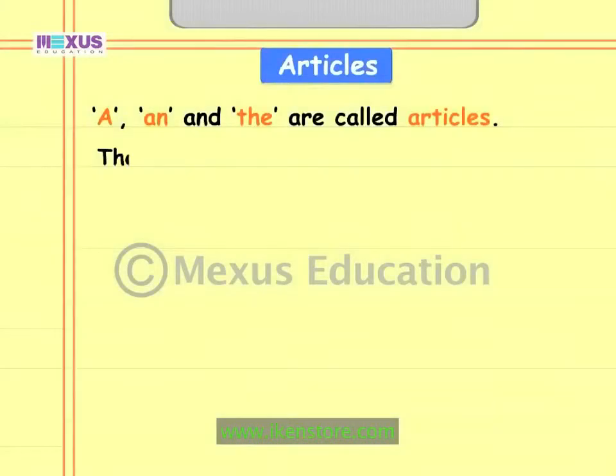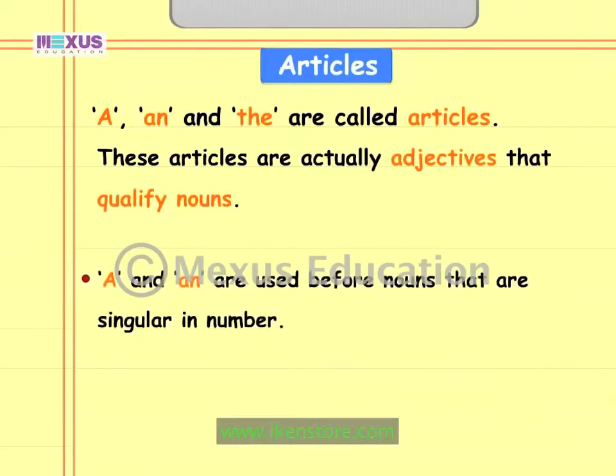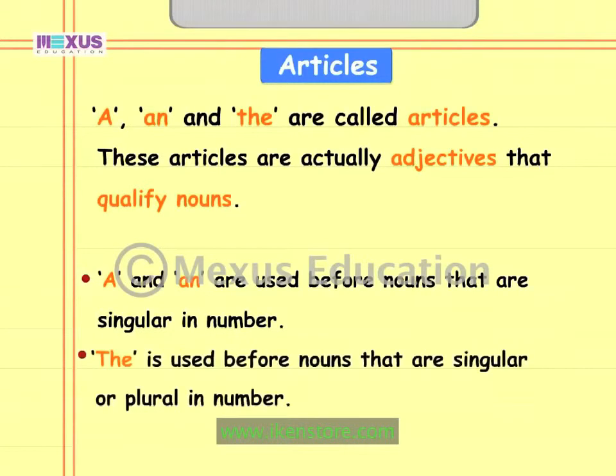The three words that we have just learned about, a, an, and the, are called articles. These articles are actually adjectives that qualify nouns. Do remember that a and an are used before nouns that are singular in number. The is used to refer to particular nouns that are singular or plural in number.